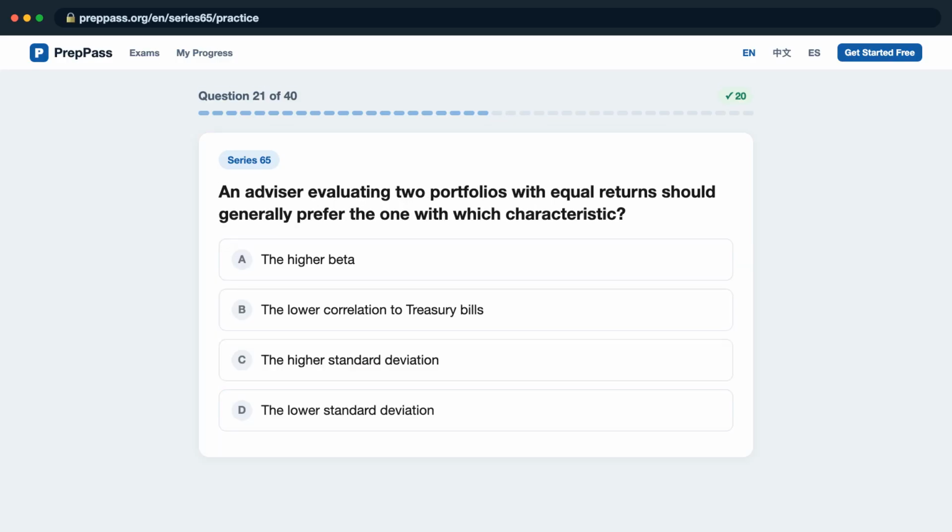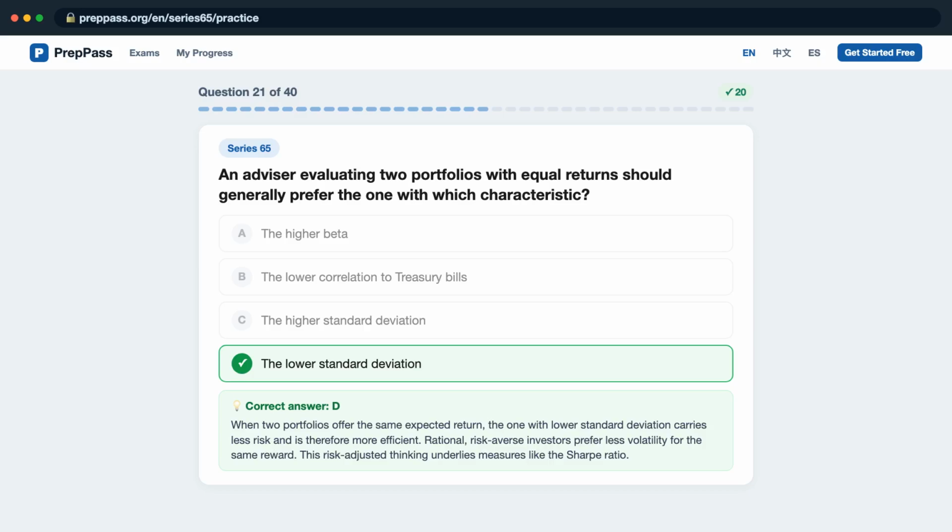Question 21. An advisor evaluating two portfolios with equal returns should generally prefer the one with which characteristic? Is it A. The higher beta, B. The lower correlation to treasury bills, C. The higher standard deviation, D. The lower standard deviation? The correct answer is D.